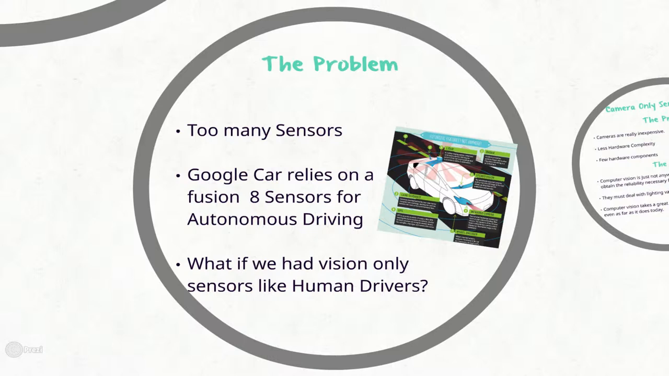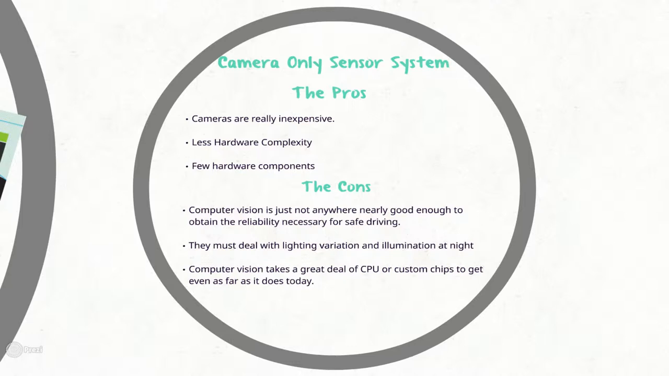But what if you could do the same as what humans can do? Humans rely solely on our vision and sometimes our hearing for driving. What would the possibilities be? Well, if you look at a camera-only sensor system, the pros are that cameras are really inexpensive, and there's less hardware complexity, with fewer hardware components. However, the drawbacks are that computer vision is not nearly good enough to obtain the reliability necessary for safe driving. It must deal with lighting variations and illumination at night. And also, computer vision takes a great toll on processing power.